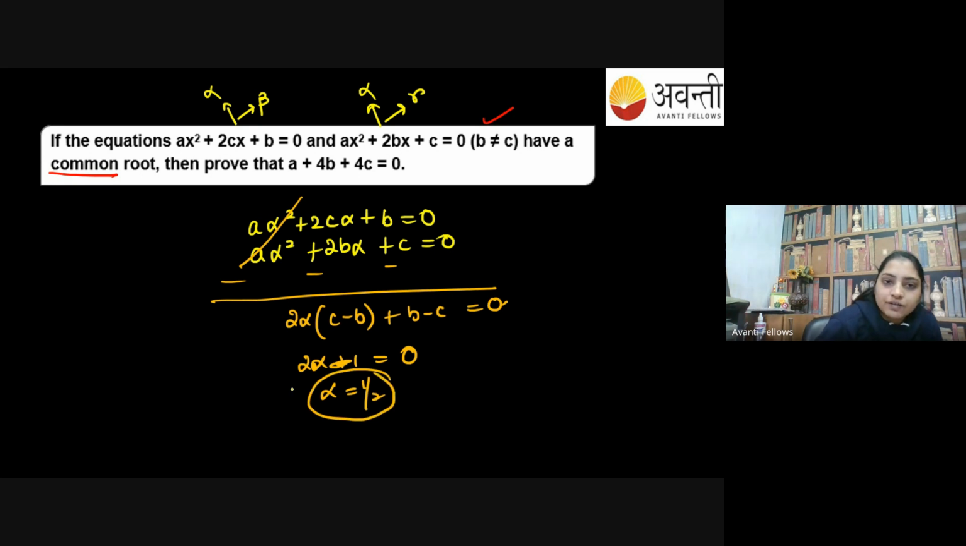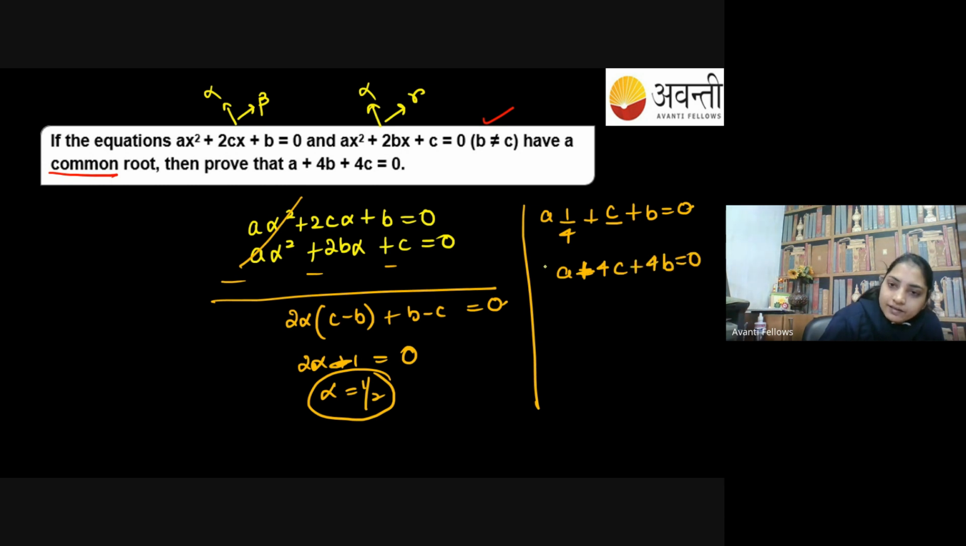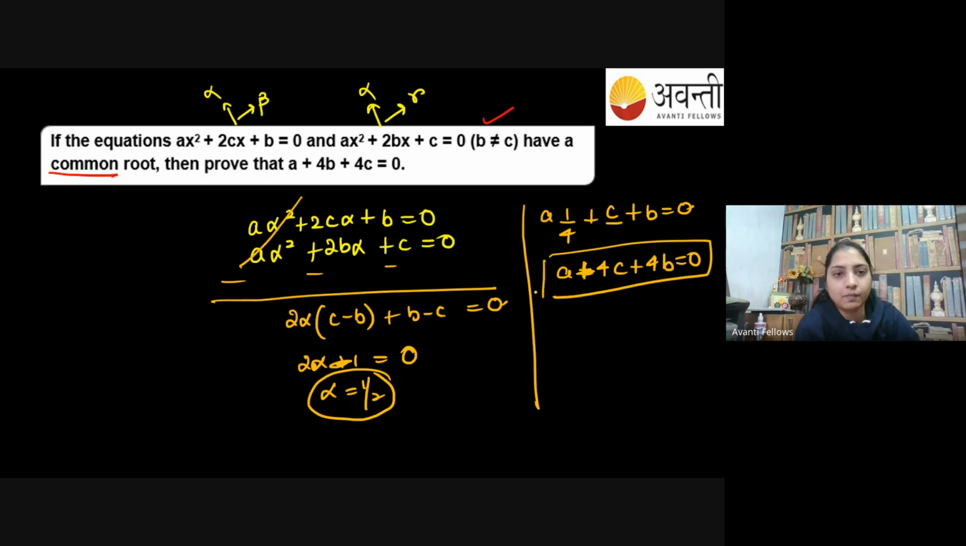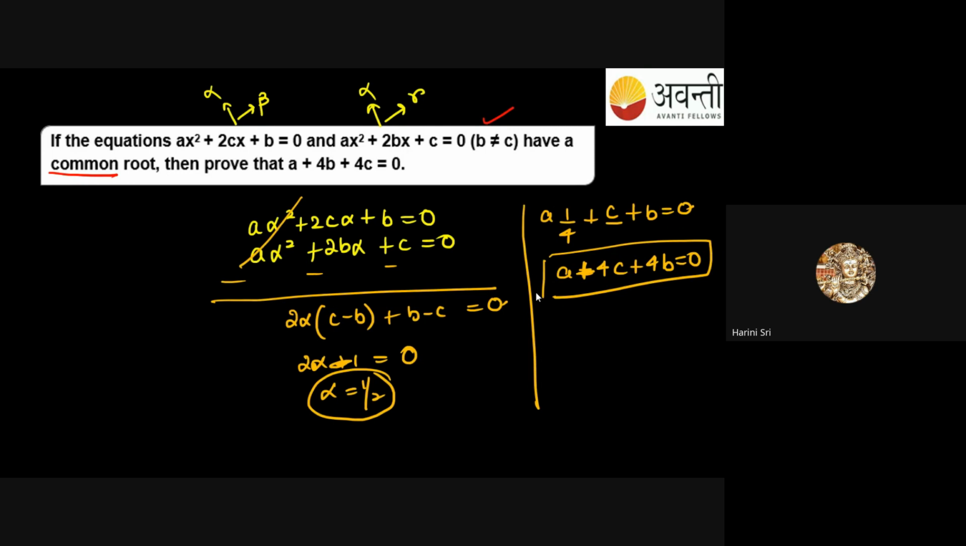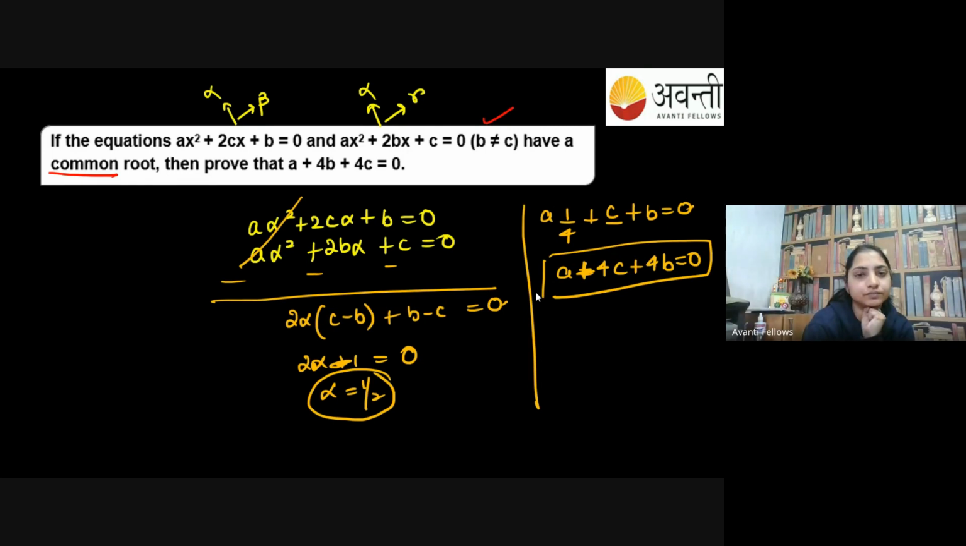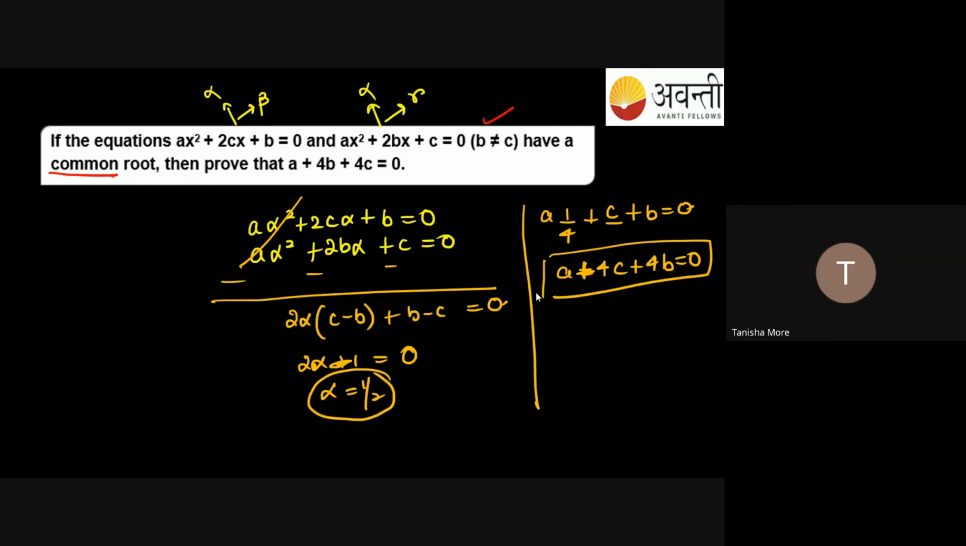If alpha is 1 upon 2, I can put it in any of the equations. It means a into 1 upon 4 plus c plus b is equal to 0. It means a plus 4c plus 4b is equal to 0. Hence proved. Cleared? Yes, ma'am. Any doubt? Any confusion? No, ma'am.